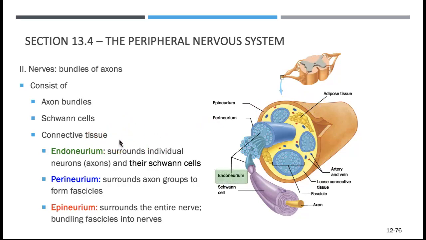So first we are going to have our endoneurium. This is going to surround the individual neurons or axons and their Schwann cells. The perineurium is going to surround axon groups to form fascicles. So here's a fascicle, here's a fascicle, here's a fascicle. So it's that darker blue surrounding it is the connective tissue, perineurium. And then we've got our epineurium that is going to surround the entire nerve itself. So it bundles all of those fascicles together.